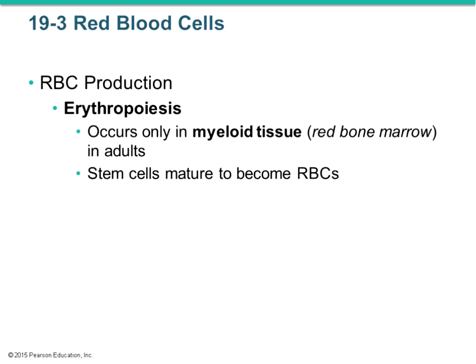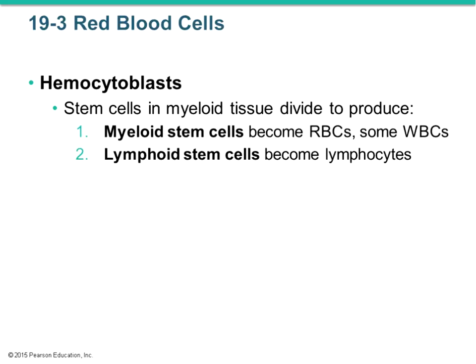All right, so what about red blood cell formation then, or manufacturing or production? This process goes through what's called erythropoiesis. Okay, erythropoiesis only occurs in myeloid tissue, which is red bone marrow, and ultimately they're going to convert into mature red blood cells. They start at what are called hemocytoblasts. They're stem cells that ultimately will convert into either myeloid stem cells or lymphoid stem cells.